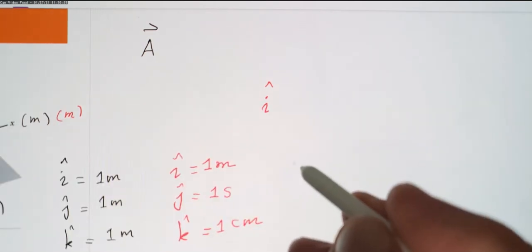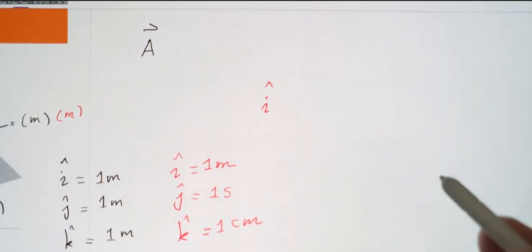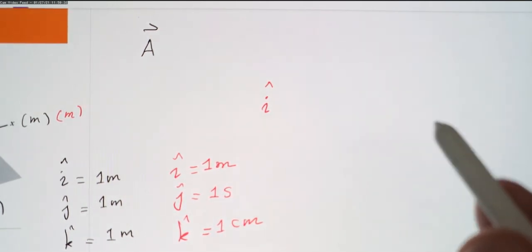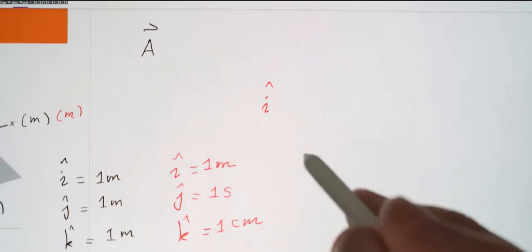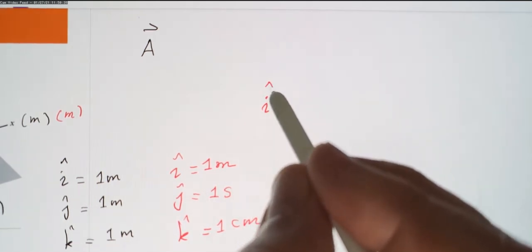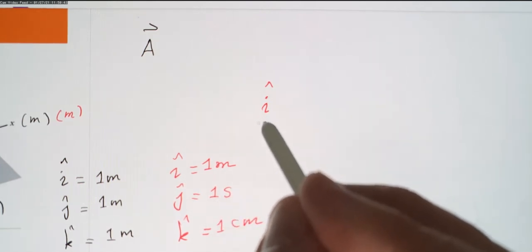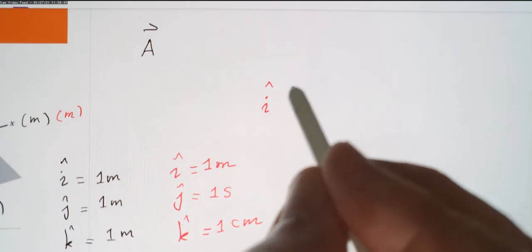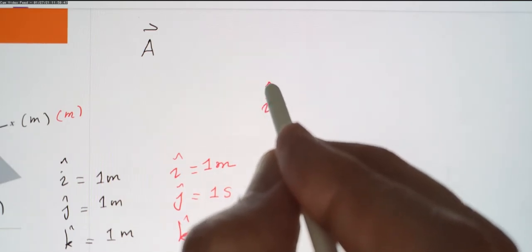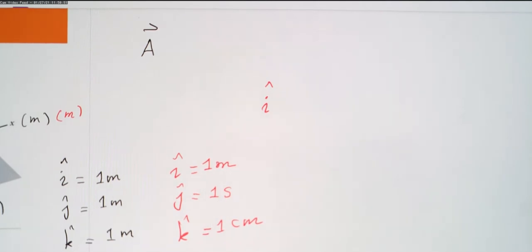Now sometimes when we do mathematics and we need to go fast, we can ignore the cap. But we are learning now, so the proper way to write the unit vector is to put a cap on the head of the letter. That means it's a unit vector. It is pointing in the x-axis.